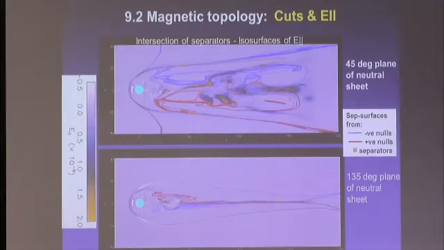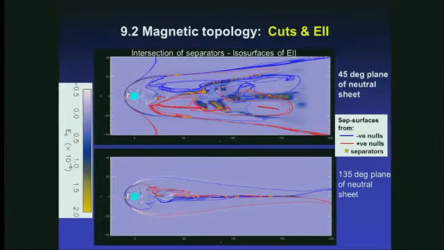And again here, you can't really see the strong regions of E-parallel. There's white around here, but there is yellow within this region, but it's so confined to where the separators are that you basically can't see it in this plane.